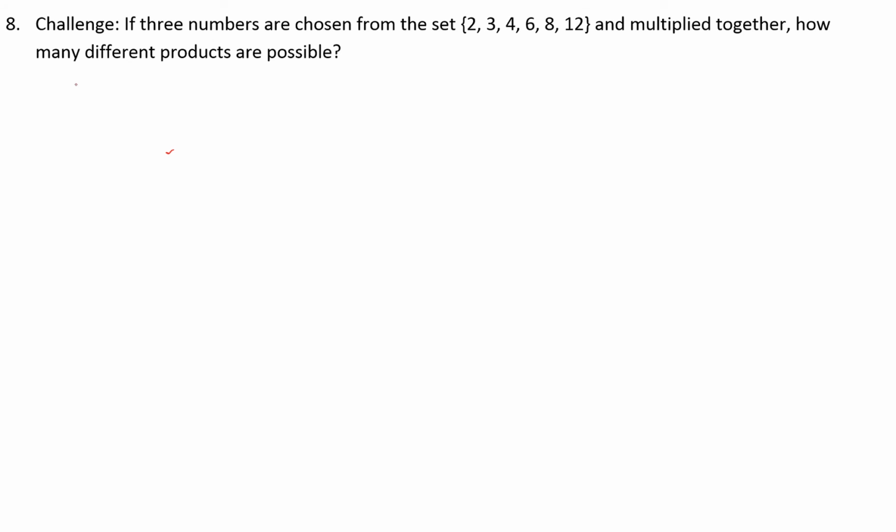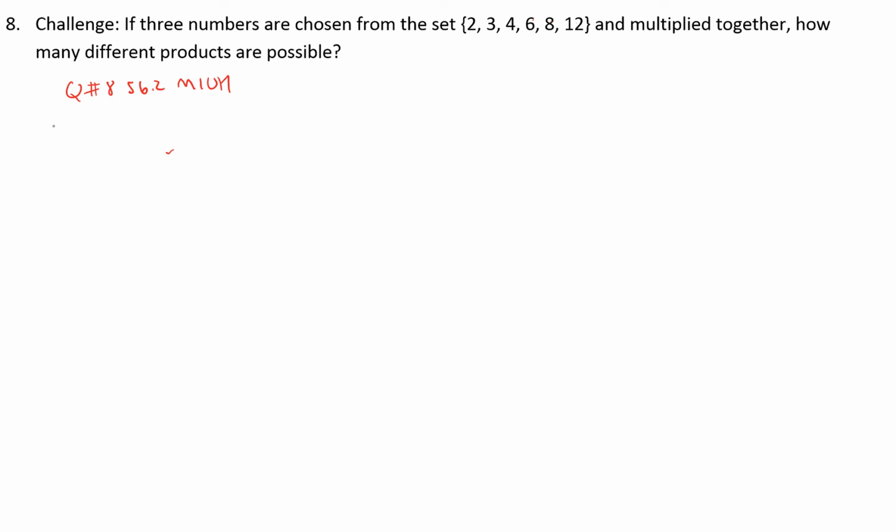Okay, this is question number 8 from section 6.2, and it's for Math 10 Honors. In this question, you have 6 numbers you can pick from, and you multiply 3 of them together. You're being asked how many different possible products you can have. The only problem is that certain products can overlap.